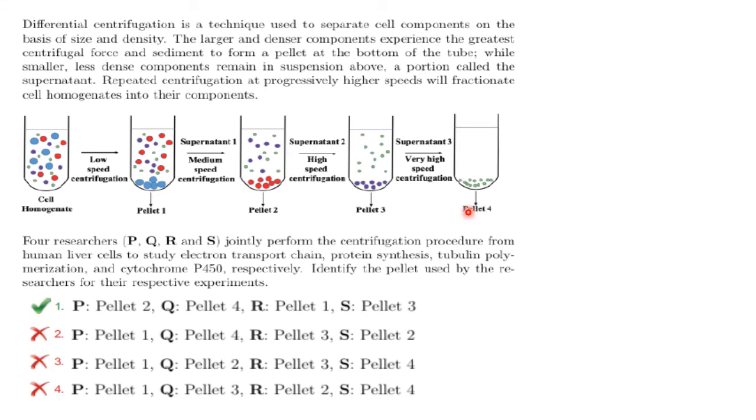Now pellet 4 will have ribosomes, viruses and large macromolecules. So that will be taken by the one who is studying protein synthesis, because ribosomes are involved in protein synthesis. So pellet 4 will be taken by Q, who is interested in studying protein synthesis.